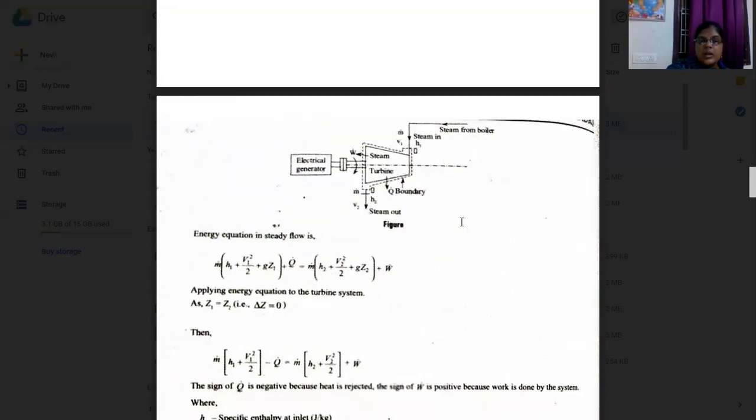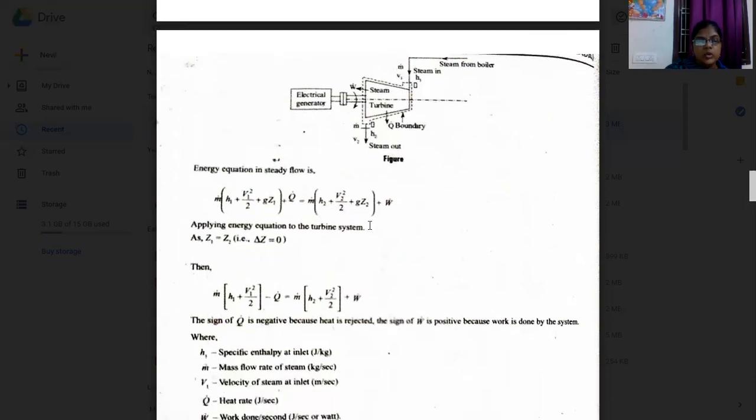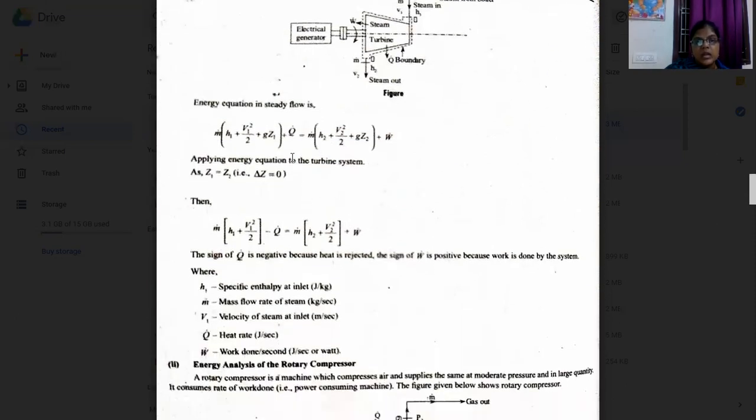You can observe one thing here. The steam goes into the system, the shaft is rotated, and the shaft is coupled to the electric generator. We get the power. Here work is done by the system. It is a power producing device, a prime mover, so that is why the work done is positive. Here heat is rejected from the steam turbine, so that is why Q is negative.